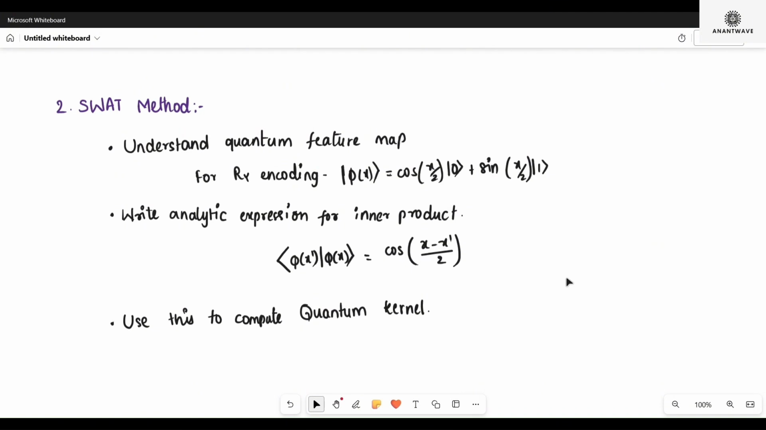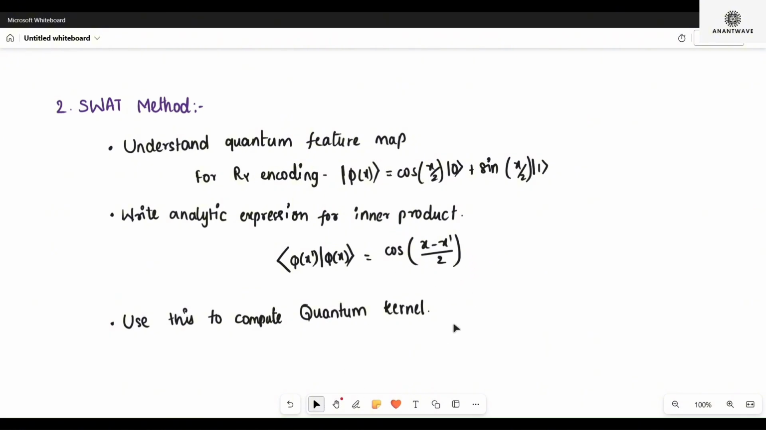Now let's discuss the swap method. In this method, firstly, we need to write the inner product expression. To write the inner product expression, we need to find how the quantum output is behaving on the gate we apply. So, first I need to find out the expression for the gate I am applying. Here, as I am applying RY encoding, I know the formula of the RY encoding feature map. That is cos of x by 2 ket 0 plus sine of x by 2 ket 1. And then I need to write a simplified version, the analytic expression for the inner product. Then I'll get the following expression.